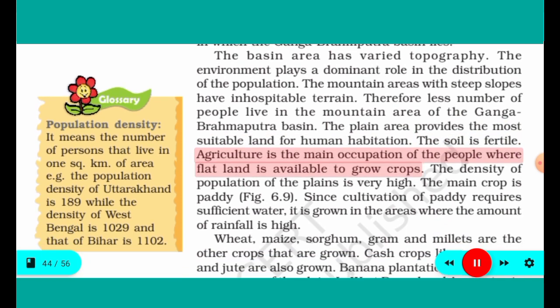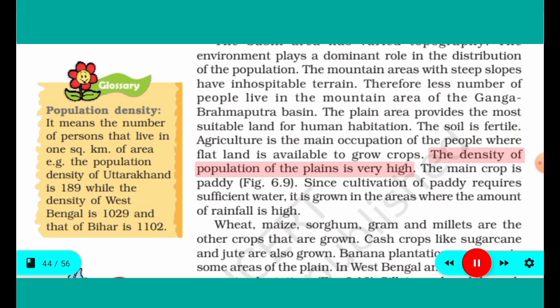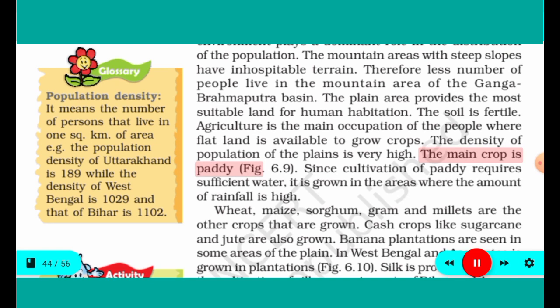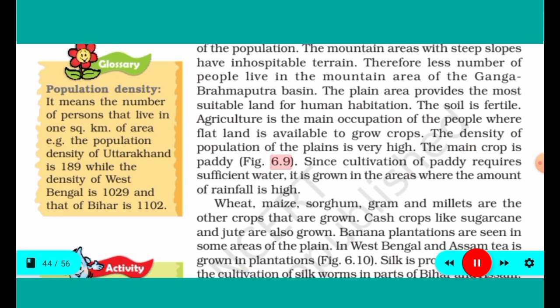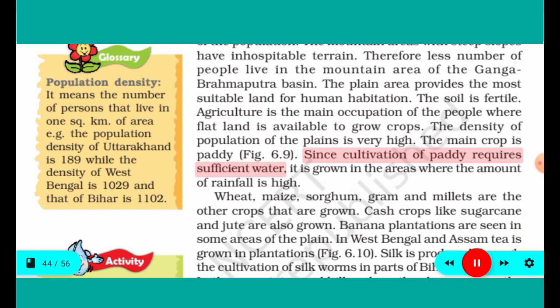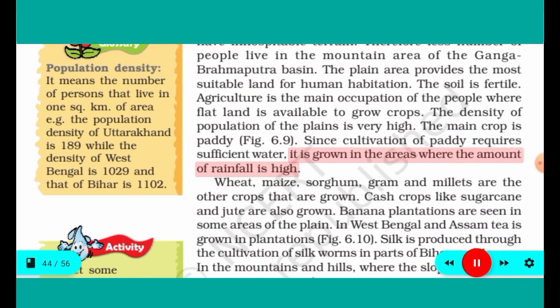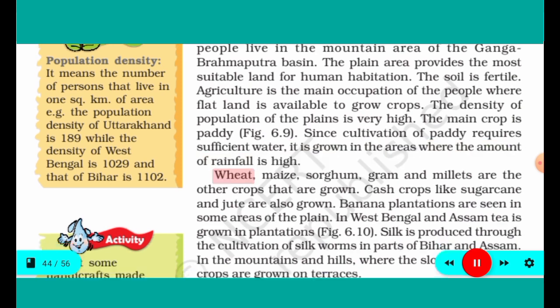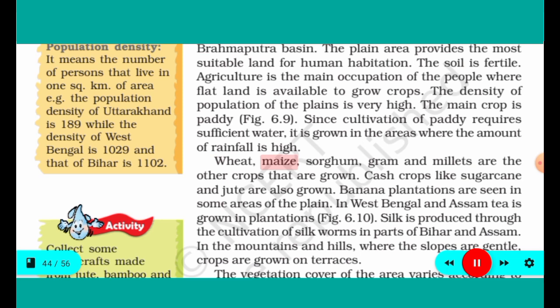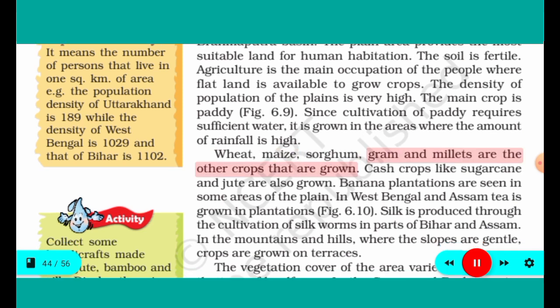Agriculture is the main occupation of the people where flat land is available to grow crops. The density of population of the plains is very high. The main crop is paddy. Since cultivation of paddy requires sufficient water, it is grown in the areas where the amount of rainfall is high. Wheat, maize, sorghum, gram and millets are the other crops that are grown.